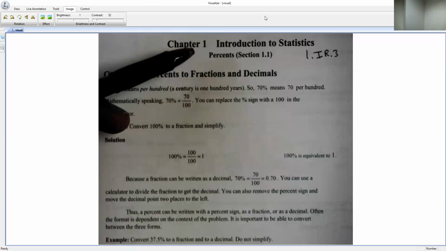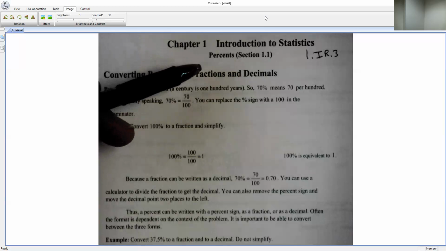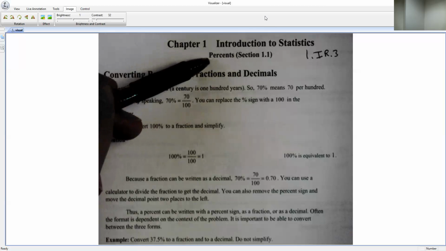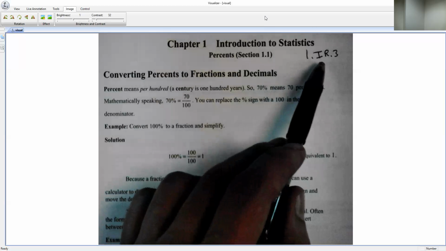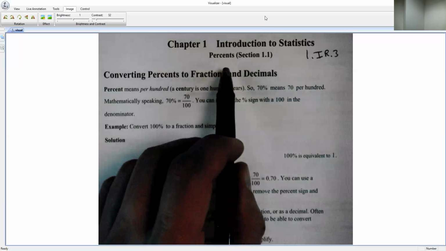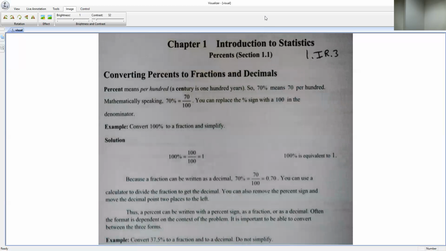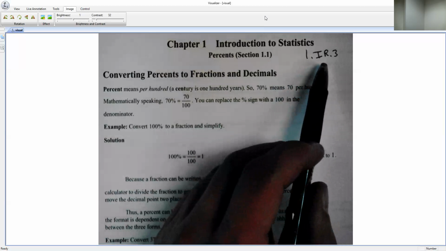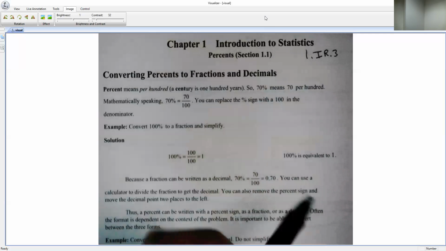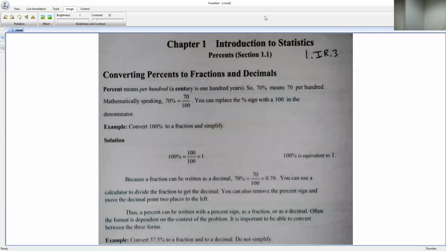If you go to the MyMathLab website and look at the assignments, you'll notice they're labeled a little bit differently. The percents section in MyMathLab is labeled 1.IR.3. So there might be a little confusion there, but just go by the titles, Percents here and Percents in MyMathLab, and the content should match up appropriately. This is the third lesson in Chapter 1 of the review book, which is why it's 1.IR.3.